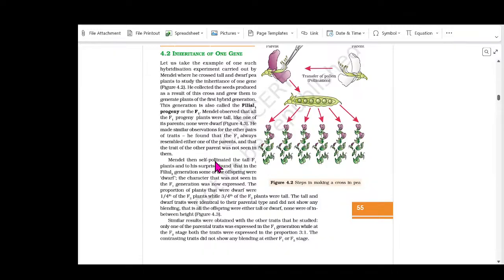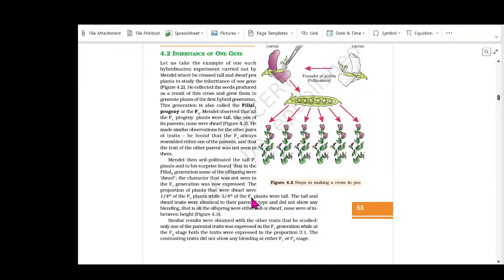Mendel then self-pollinated the tall F1 plants and, to his surprise, found that in the filial 2 generation, some of the offspring were dwarf as well. The character that was not seen in the F1 generation was now expressed. The proportion of the plants that were dwarf was 1/4th of the F2 plants, while 3/4th of the F2 plants were tall.